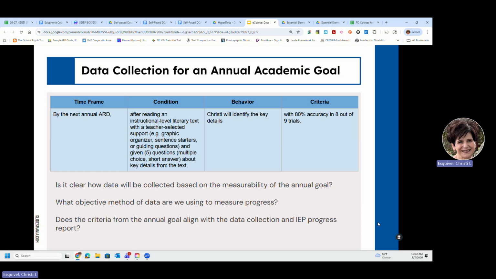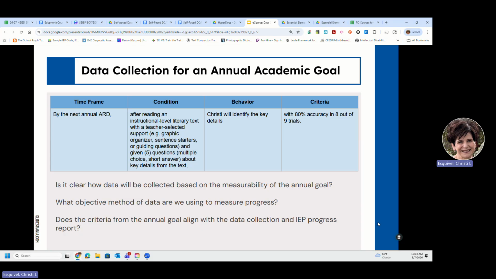The teacher can take the results of the 5 questions in each trial, and average those for each IEP reporting period. With the conditions of the goal that Christy has in place for this annual goal, the teacher would also want to record the instructional level of the text given and the teacher-selected support that was provided to not only document that those conditions were provided, but also for the data to count towards measuring progress.